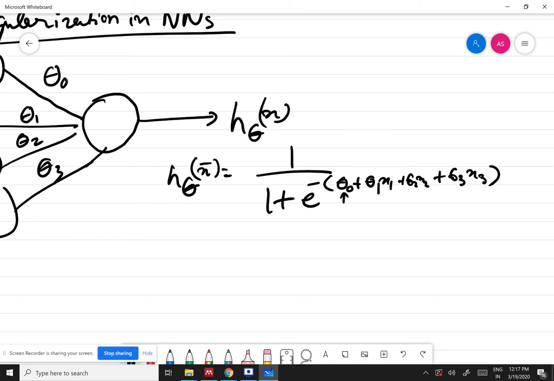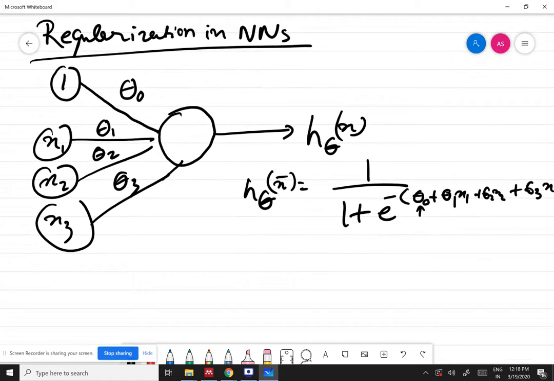Here theta 0 can control whether this logistic regression will transit between 0 to 1 at this point, or at this point, or at this point. So depending on what the theta 0 value is, you can change where this transition will occur from 0 to 1. And theta 1, theta 2, theta 3 determine the plane at which this transition occurs. You can go back to the logistic regression lecture if you have doubts on how this works, but this is the formula for a logistic regression unit.